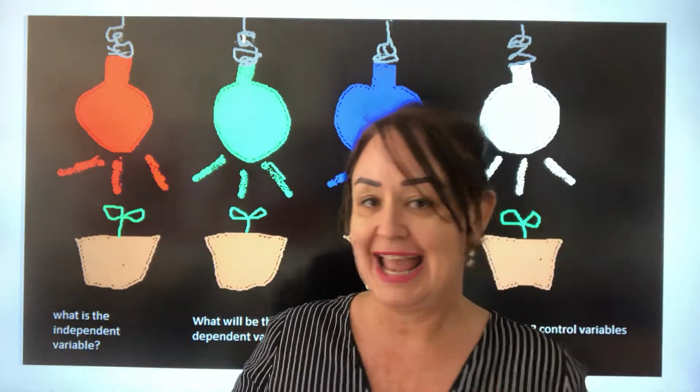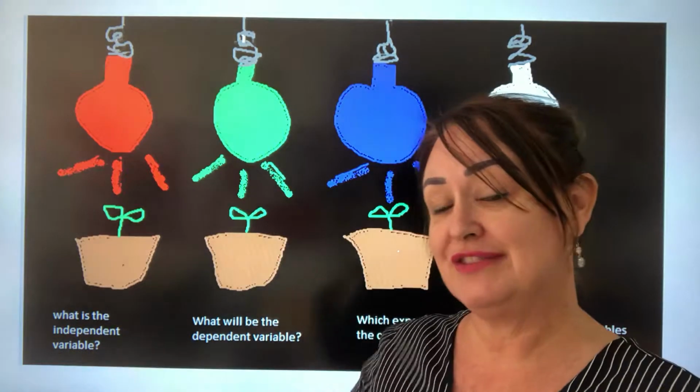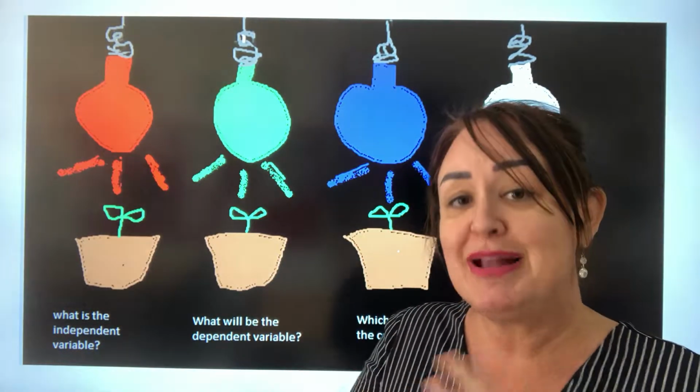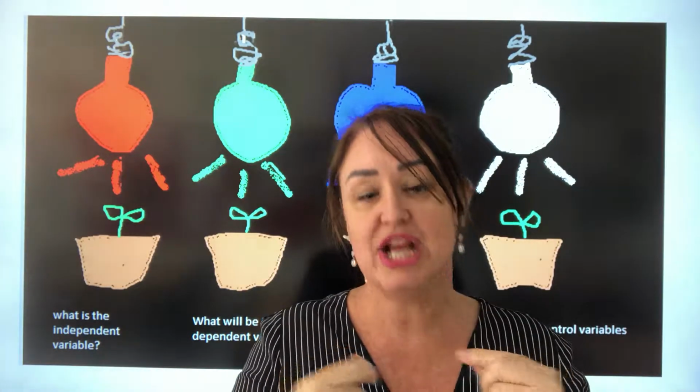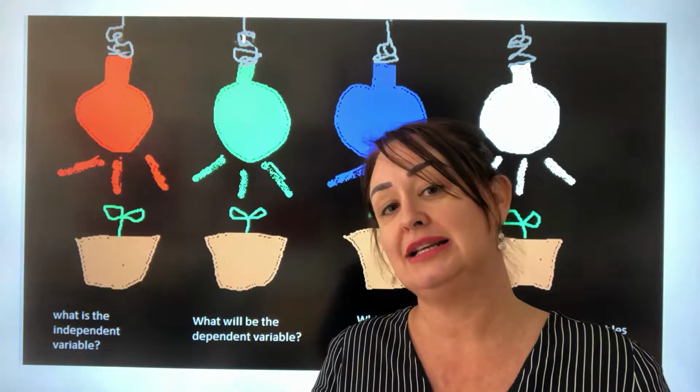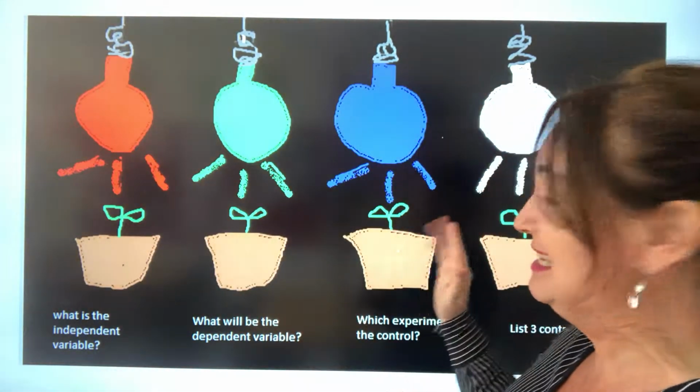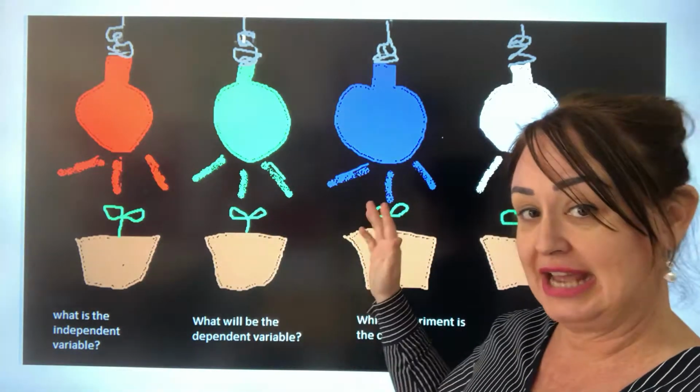So in this case, what is our independent variable? The independent variable is what we change, it's what we manipulate. So in this case, it is the colour of the light.